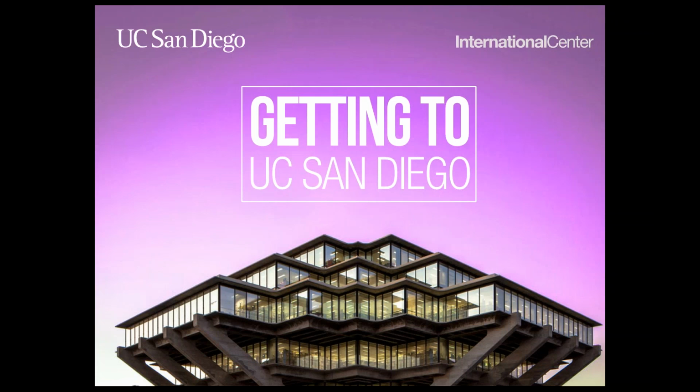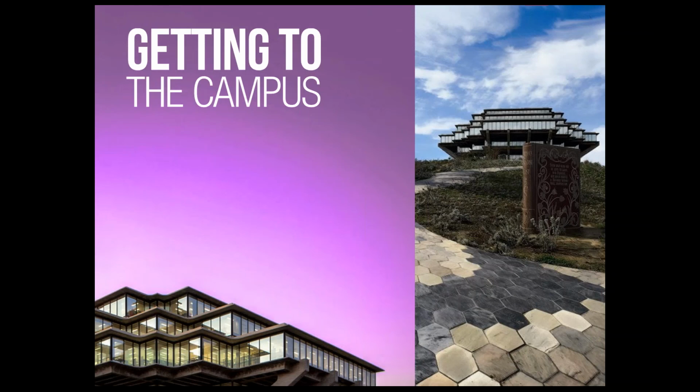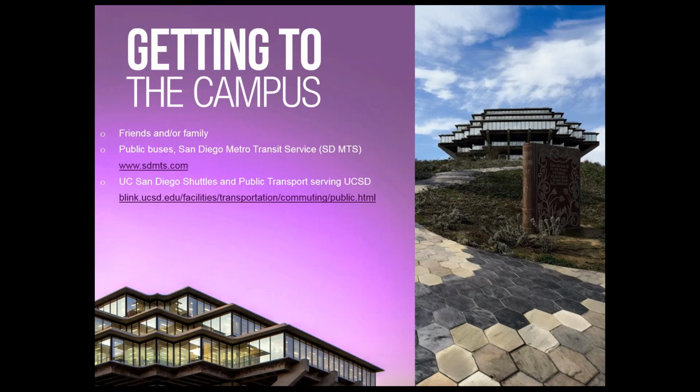Once you have arrived in San Diego and collected your bags, you need to get to UCSD. So there are several options to get to UC San Diego. You can have your friends or your family bring you to campus. You can take a public city bus. You can take a UC San Diego shuttle, or use other forms of ground transportation from the San Diego airport, for example, taxis.